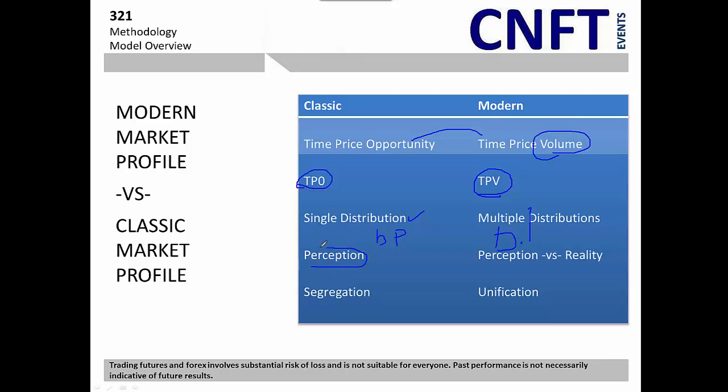This was a perception of reality. We thought that a single day or an isolated profile was it. By combining profiles and putting them in their proper context, we move from the perception of what is to the reality of what is, and that makes a big difference. So segregation, isolation right here, unification is what we deal with in modern profile theory, and it will help your trading once you understand that and you can make the distinction.